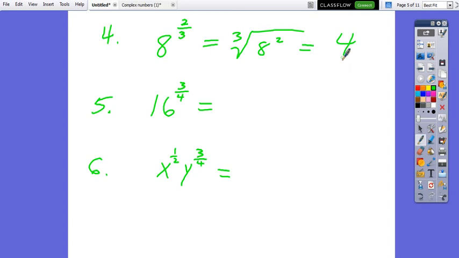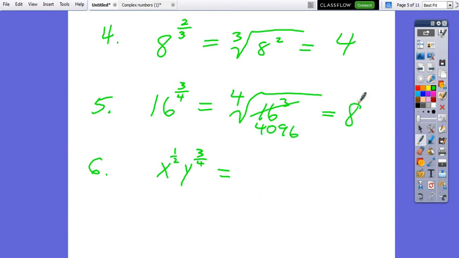All right, what's next? Fourth root of 16 cubed. Now, let's see if we can simplify this. We may not be able to. So this is going to be the 4th root of whatever 16 cubed is. It happens to be 4096, and it comes out to be 8. Now, you won't always be able to simplify these roots. In this case, we could.